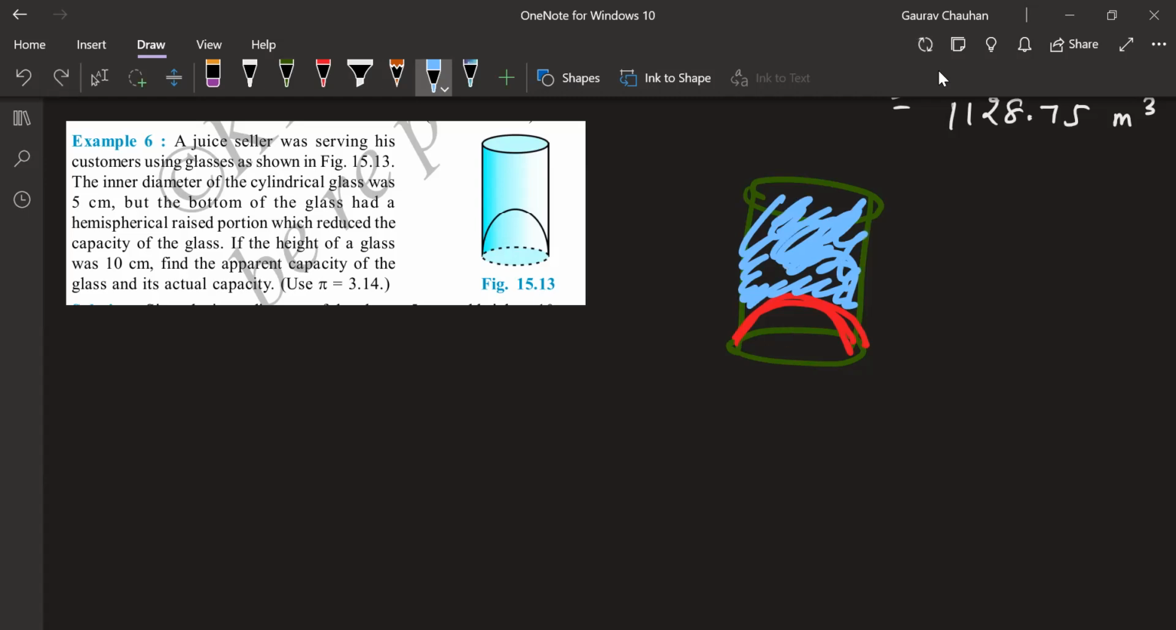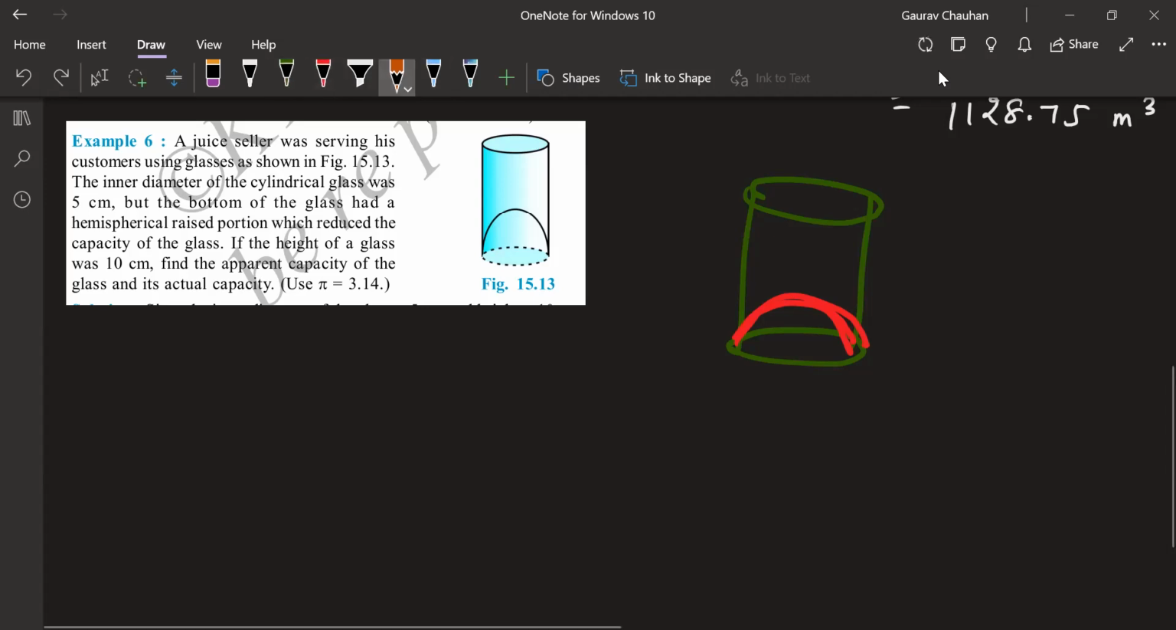Now they have given us the inner diameter of the cylindrical glass. This whole thing is 5 centimeter. Obviously, the diameter of the hemispherical part is also 5, so the hemisphere radius you will get is 5 by 2. Height of the glass, that's the cylinder's height, is what? 10 centimeter.